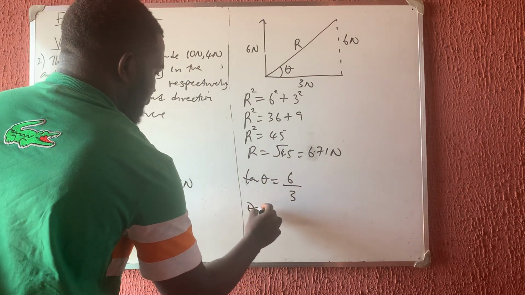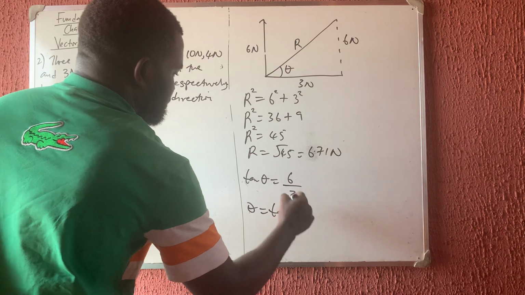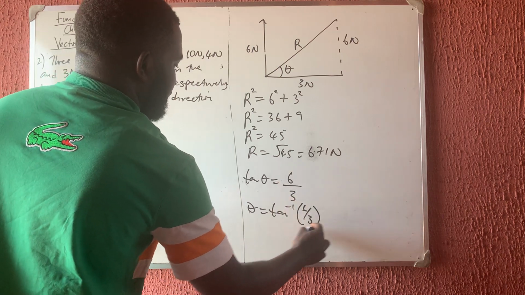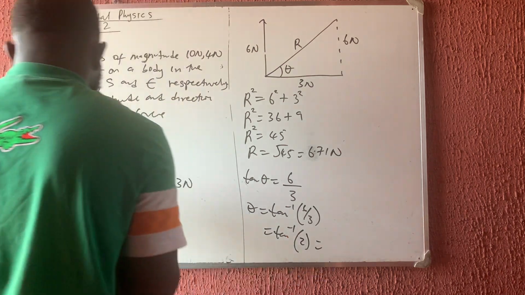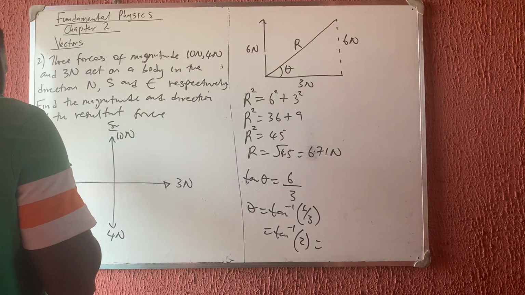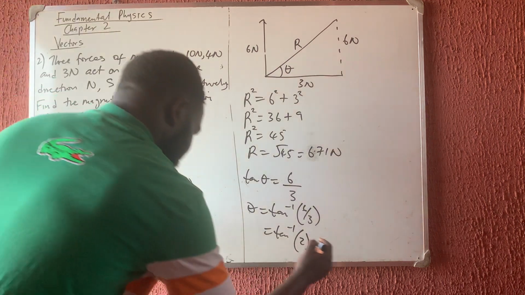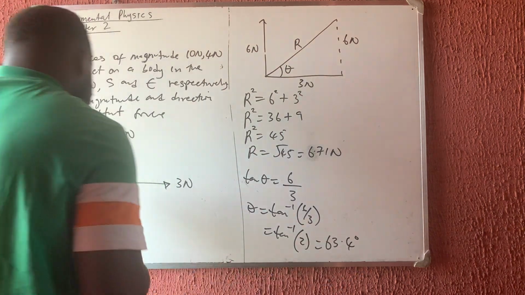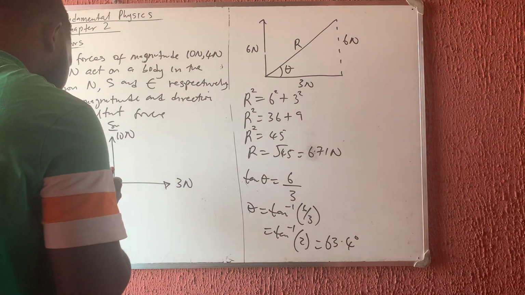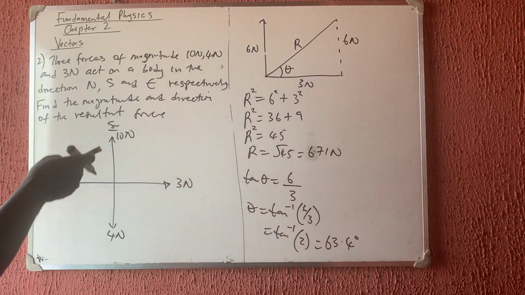So therefore my theta will now be the tan inverse of 6 divided by 6 over 3, which is the tan inverse of 2. And tan inverse of 2 will give you 63.4 degrees.